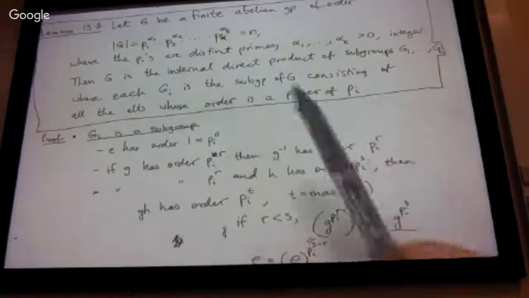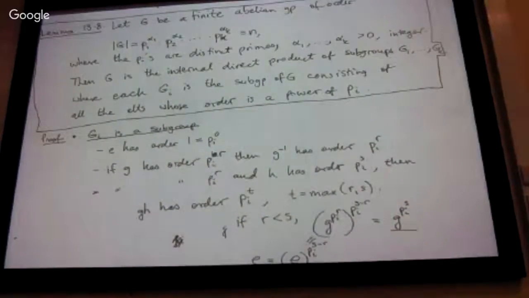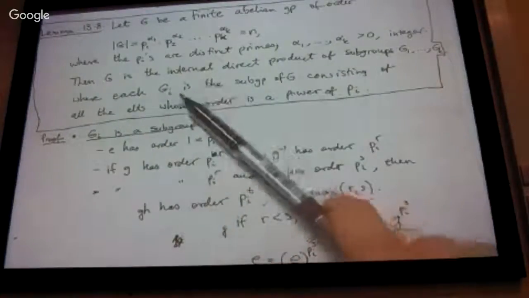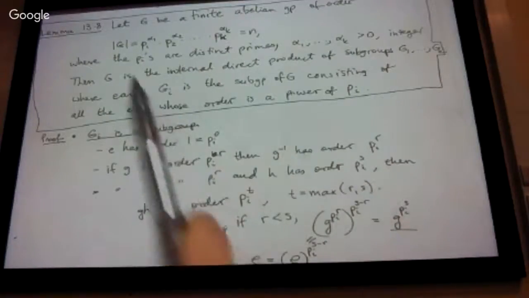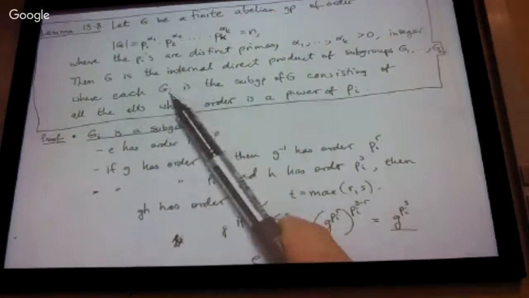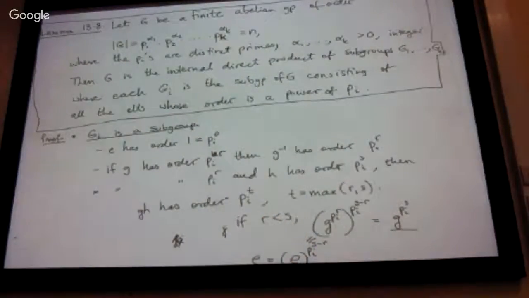So for each of the primes, you take all the elements whose order is a power of that prime, any power between 1 and alpha i, and stick them all into Gi. Okay? And then what we're trying to prove is that the whole group is the internal direct product of all of these Gi. That's the claim of this lemma.